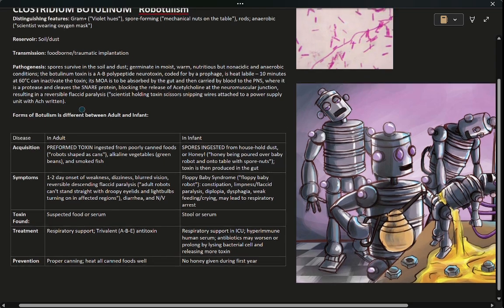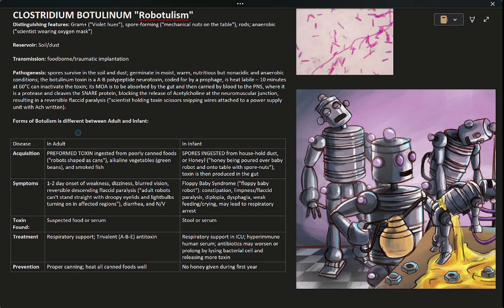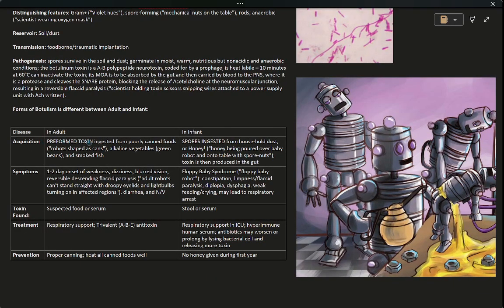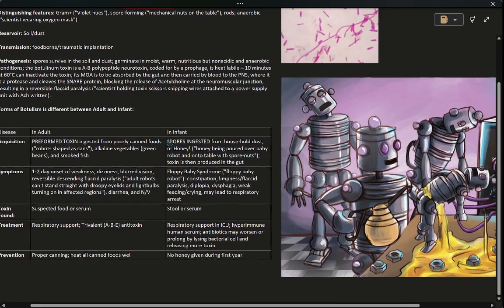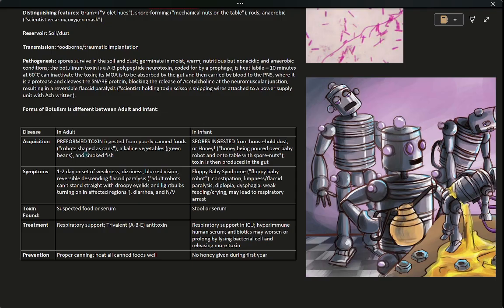What's important to remember about Clostridium botulinum is that it has different pertinent effects for adults versus infants. For adults, the toxin is acquired through the ingestion of poorly canned foods. Keep in mind that this toxin is preformed. You can remember this by thinking about the robots that are shaped as cans over here. The toxin can also come from alkaline vegetables like green beans and smoked fish.